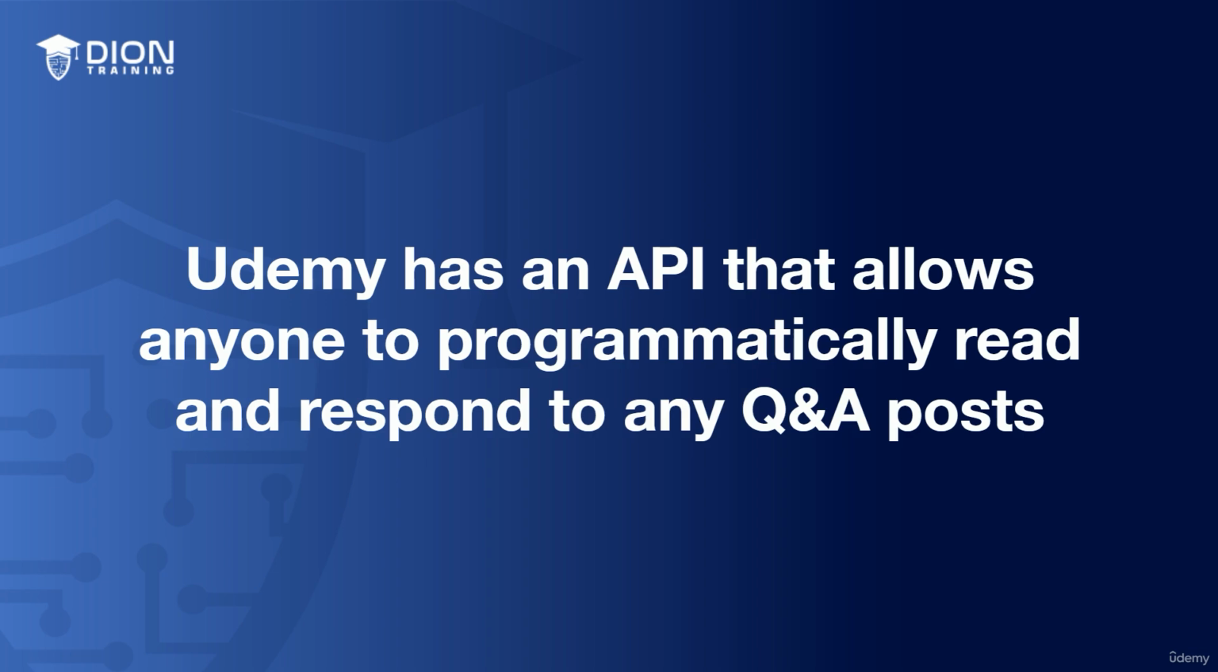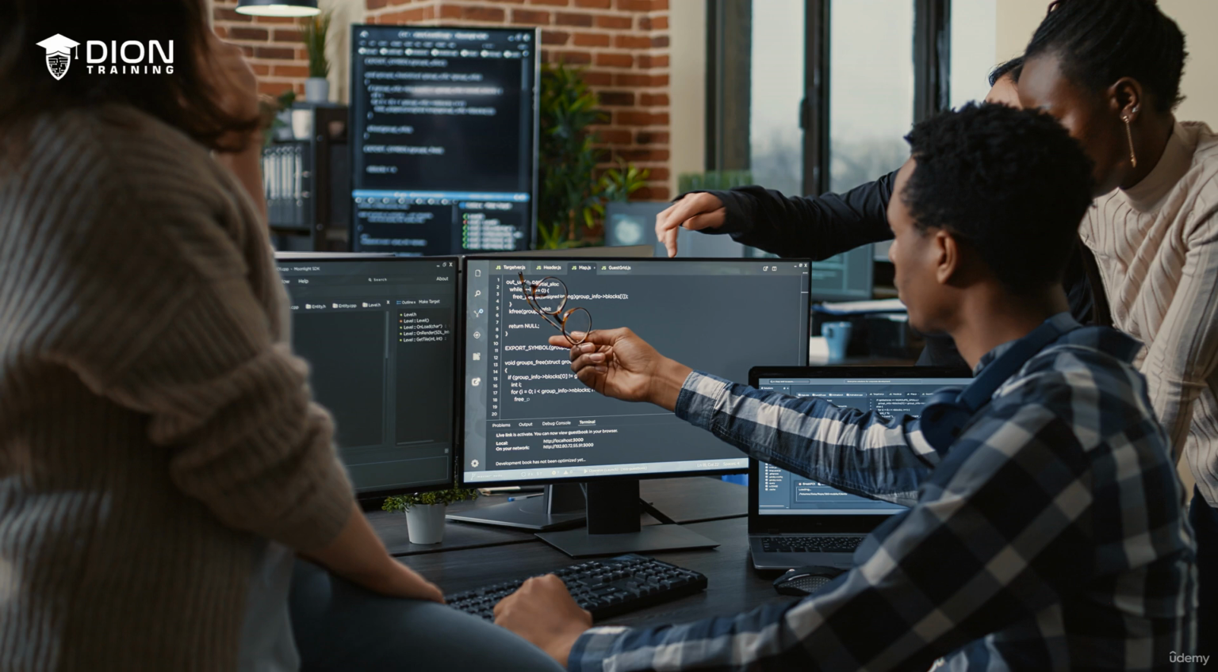Well, if you guessed that we should use an API, you are correct. Udemy has created an API that allows anyone to programmatically read and respond to any Q&A post. So our development team at Dion Training spent about a week creating a small integration to query the Udemy API. And anytime there's a new Q&A posted, we read it from the Udemy API and then create a new ticket in FreshDesk using the FreshDesk API.